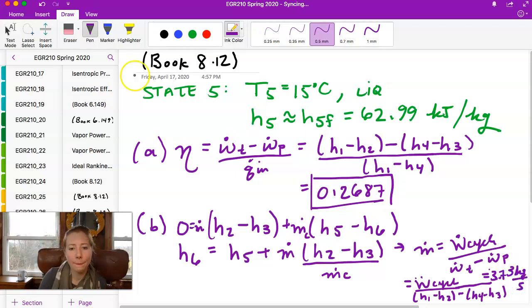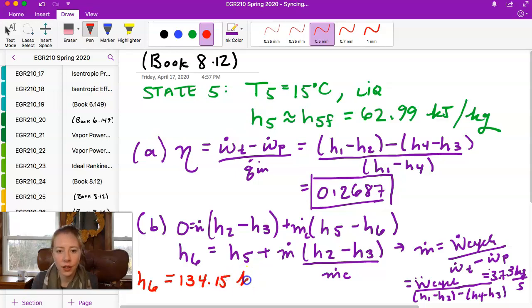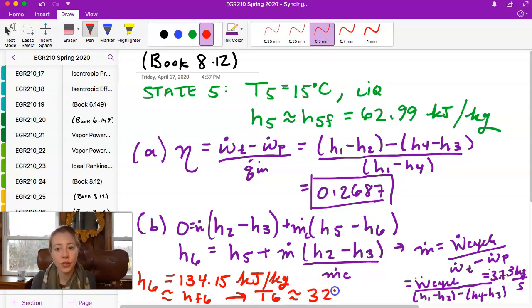3.73 kilograms per second. I'm just going to change our color here so we can see it a little clearer. So H6, once we plug all our values in, is going to be 134.15 kilojoules per kilogram. And our temperature, then we can find by saying that H6 is going to be approximately equal to HF6. So we can go to our saturation tables for X equals 0, and we can look up that T6 is going to be about 32 degrees Celsius.